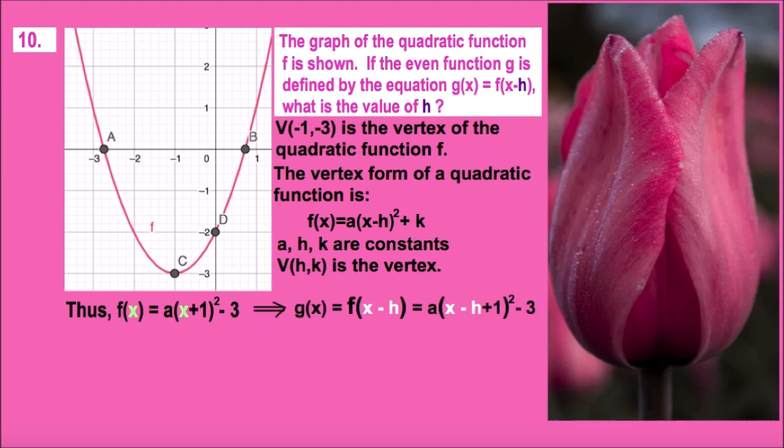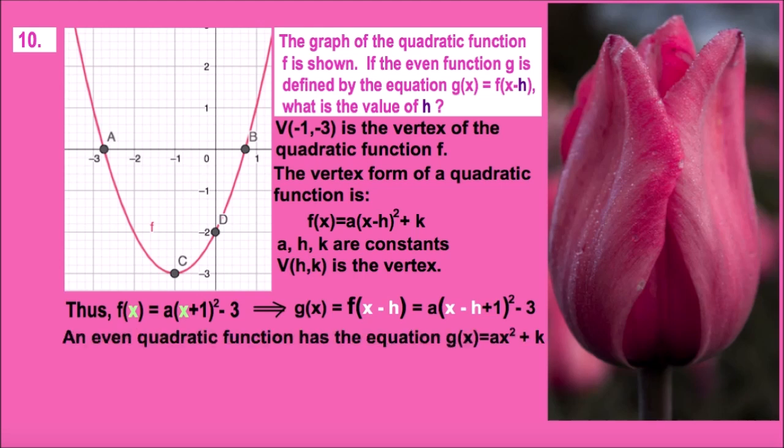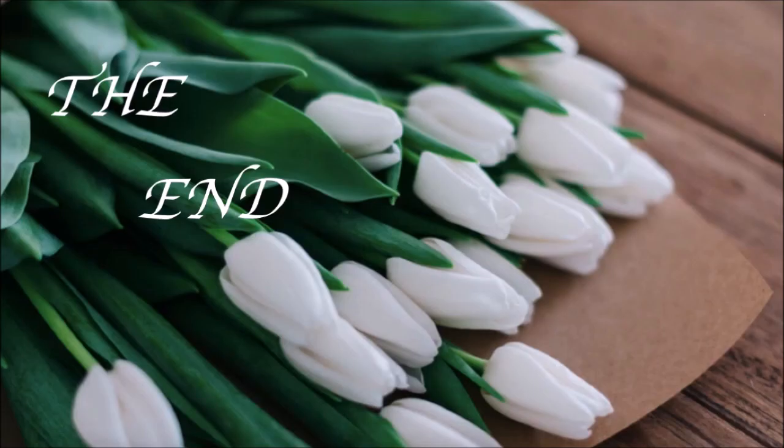Therefore, g of x equals f of x minus h equals a times the quantity x minus h plus 1, everything squared, minus 3. An even quadratic function has the equation g of x equals a x squared plus k. Thus, negative h plus 1 equals 0, equivalent to h equals 1. The end.